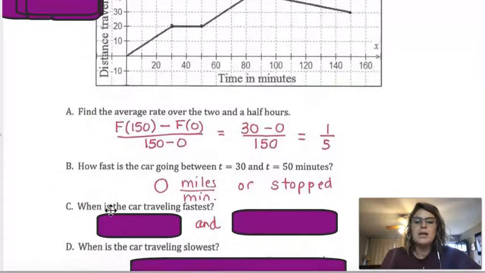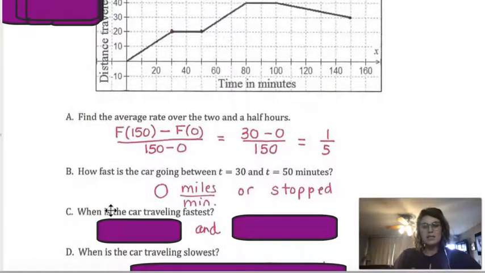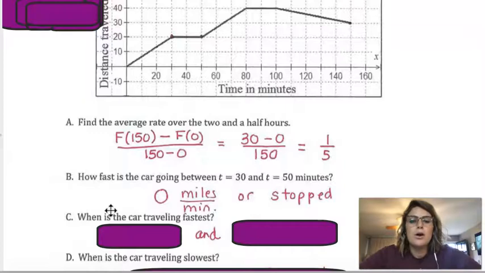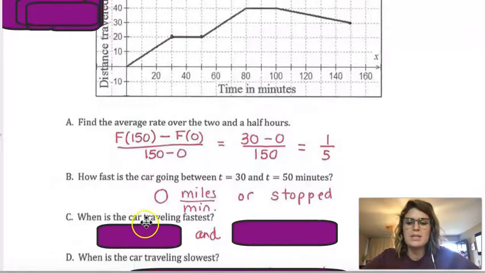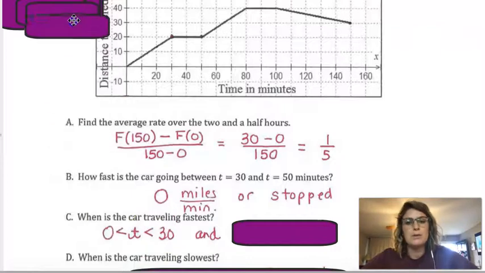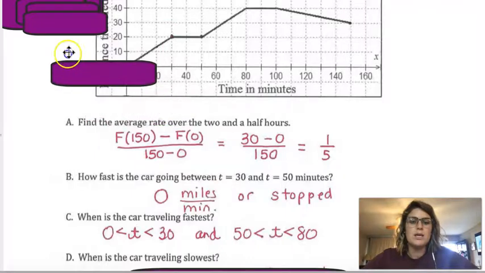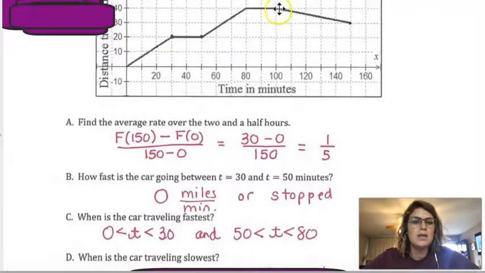All right, so when is the car traveling the fastest? If we need to find out when it's traveling the fastest, we're going to look at the slope. There are two sections of the graph that travel at the same rate of speed, and that's going to be the fastest it travels. And I'm sure that you've guessed that those two are between 0 and 30, so this first piece right here, and between 50 and 80. So from here to here.